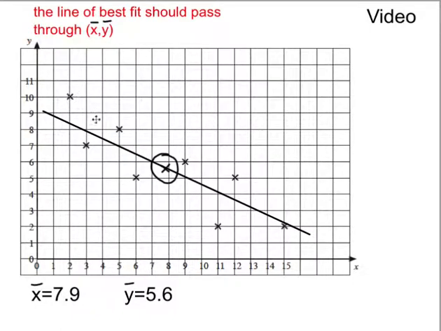A good measure would be to check how many points are on either side of the line. So here I have 1, 2, 3, 4 on this side of the line, 1, 2, 3, 4 on that side of the line, and it passes through x bar, y bar, so that would be considered a good line of best fit.